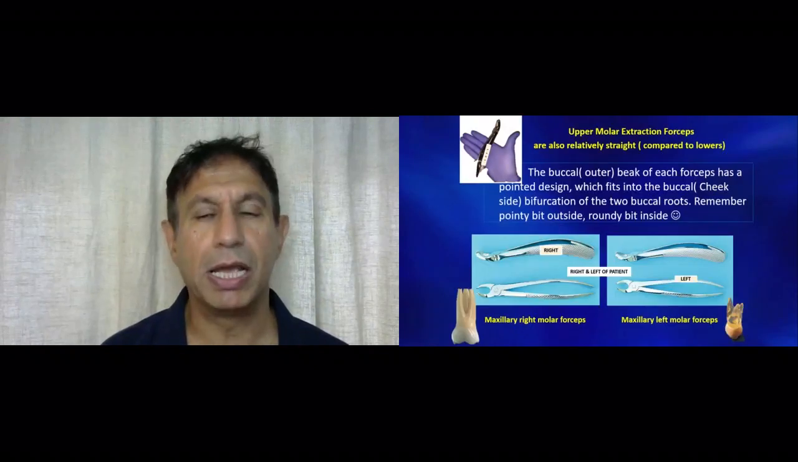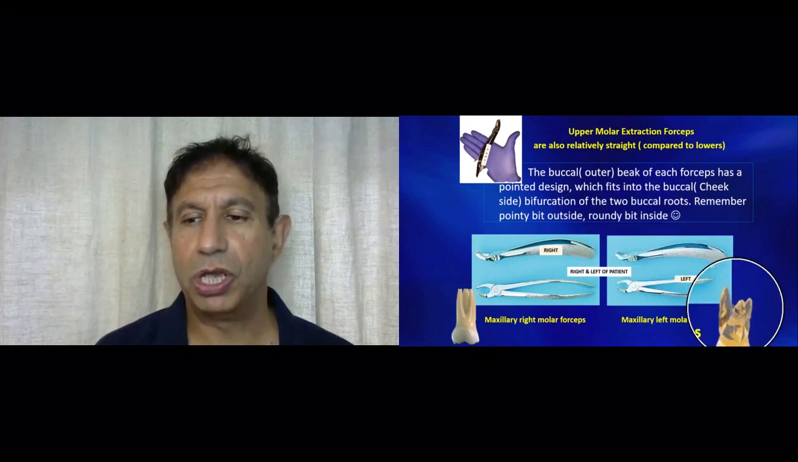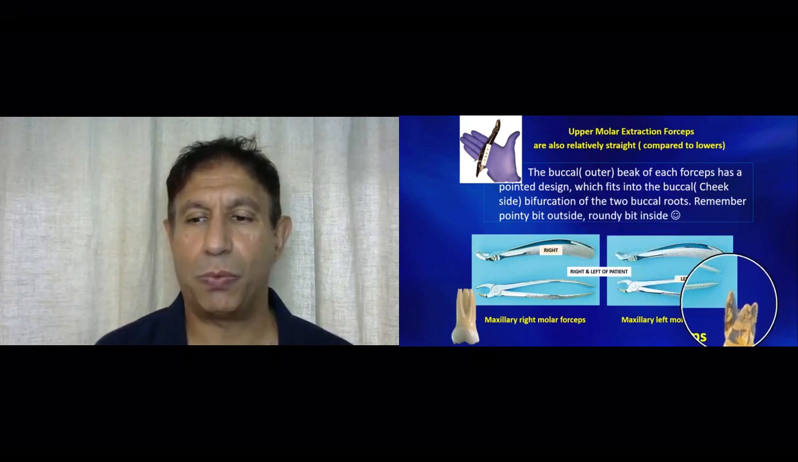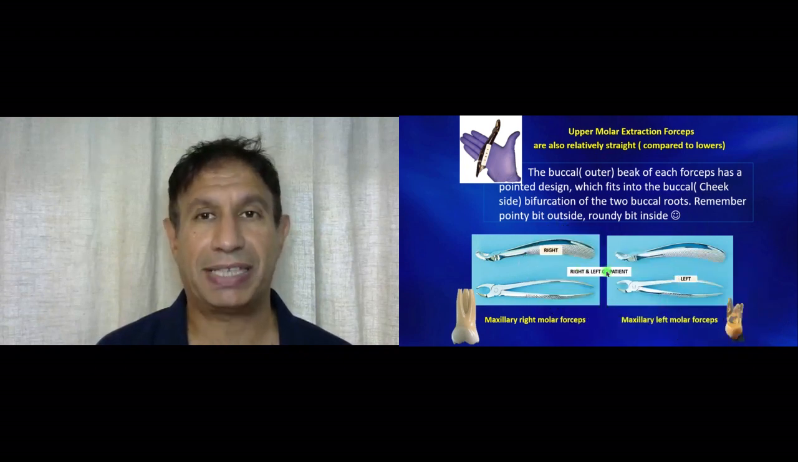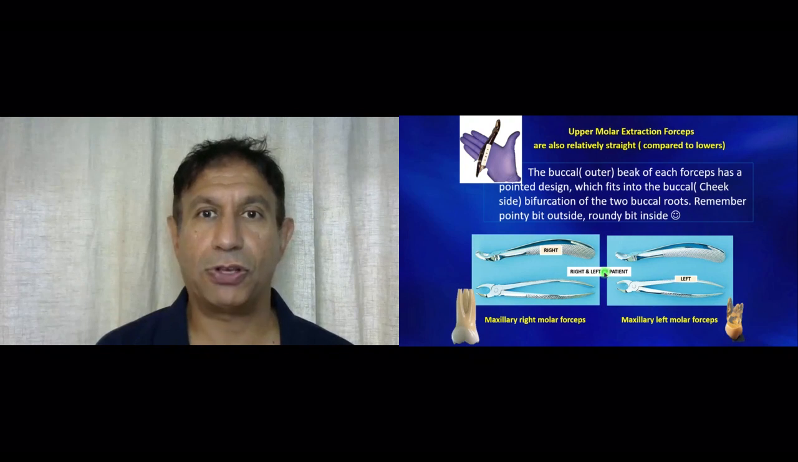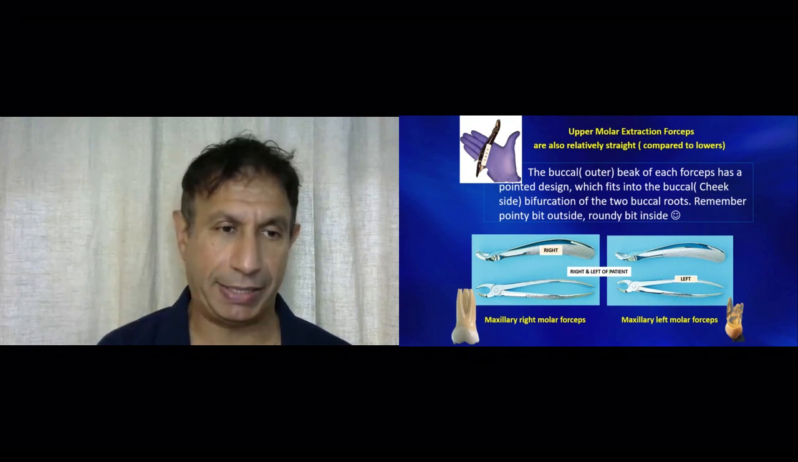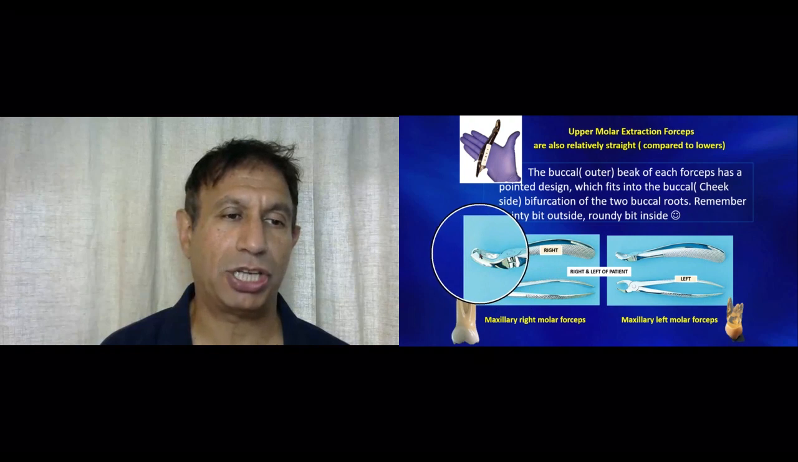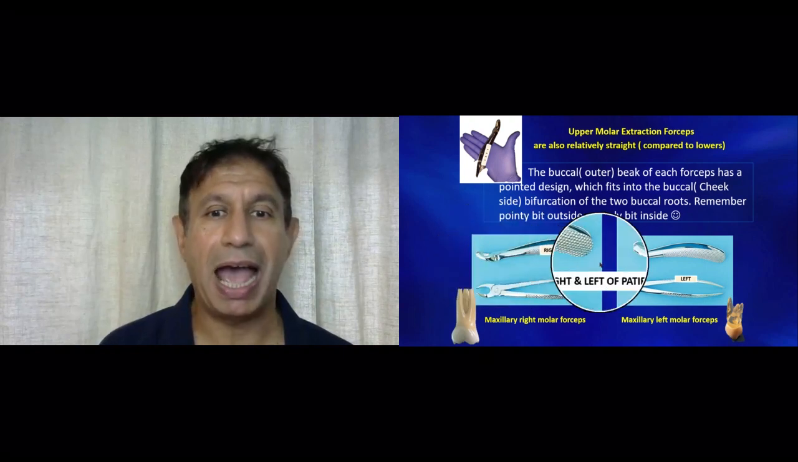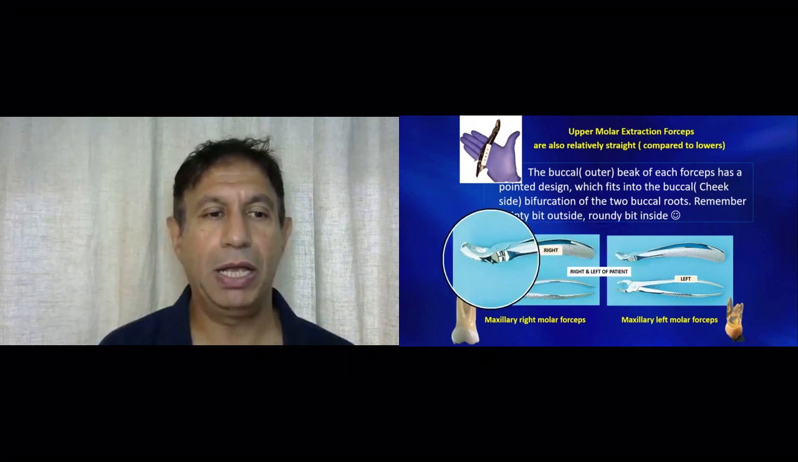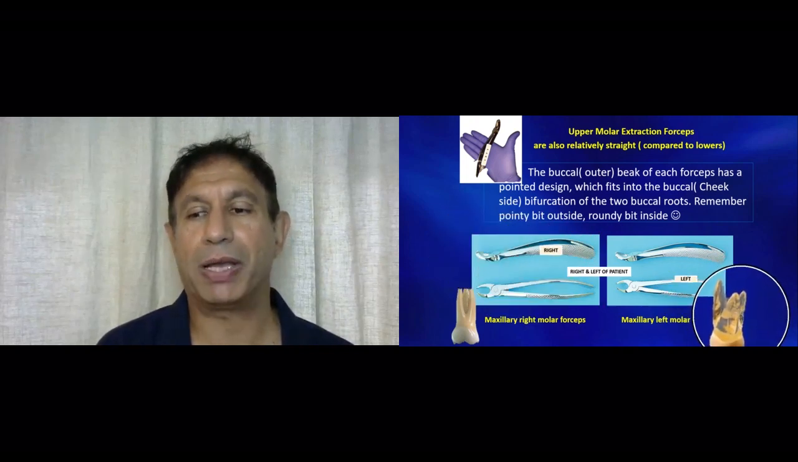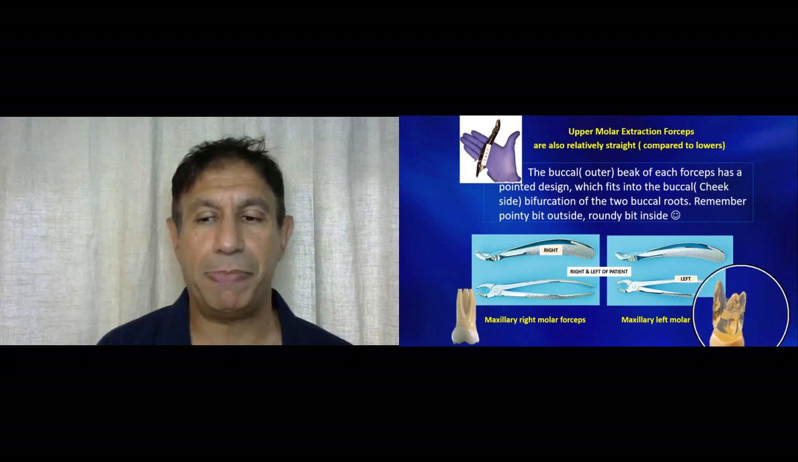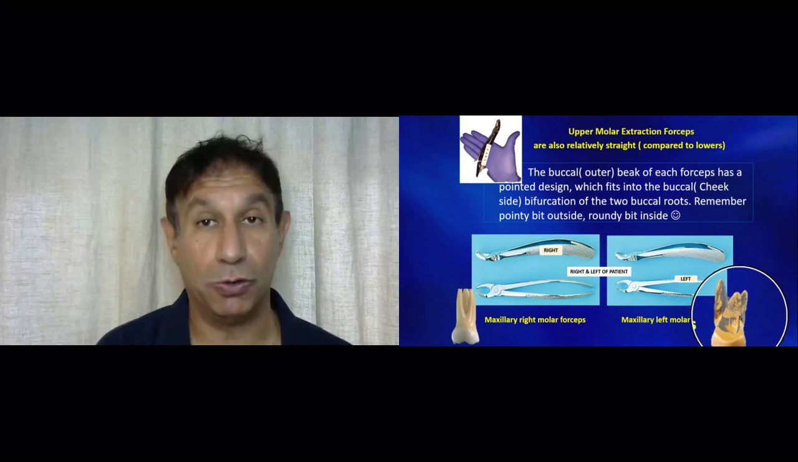Upper posteriors unfortunately have got 3 roots. So they got 2 roots towards the cheek and 1 root towards the roof. So they have a right-sided and a left-sided forceps. And these forceps have 2 different beaks. So one of the beaks is sharp and pointed like a parrot beak, and one is a rounded beak. So the parrot beak goes onto the cheek side of the tooth because the tip of the parrot beak goes in between these 2 roots. So that is where your parrot beak goes in.